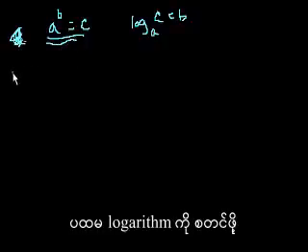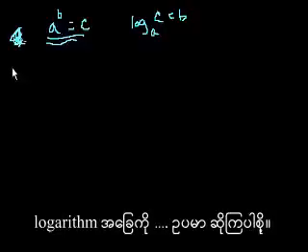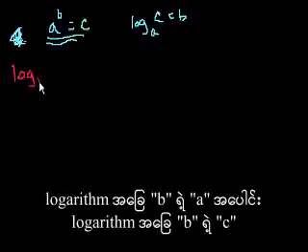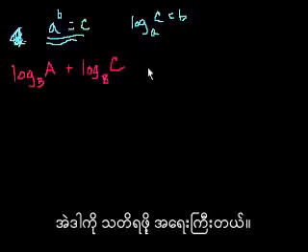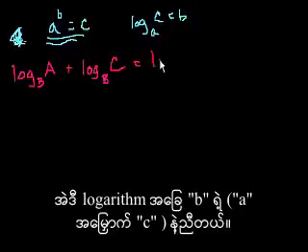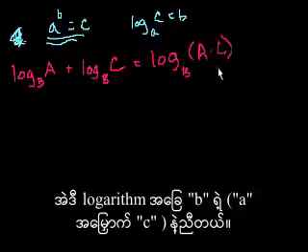So the first is that the logarithm, let's say of any base, let's just call the base b for base. Logarithm base b of a plus logarithm base b of c, and this only works if we have the same base, so that's important to remember. That equals the logarithm base b of a times c.